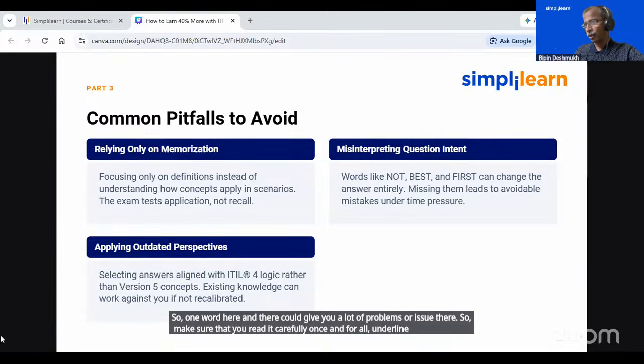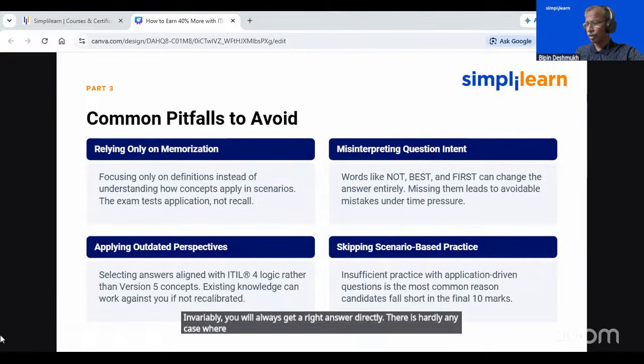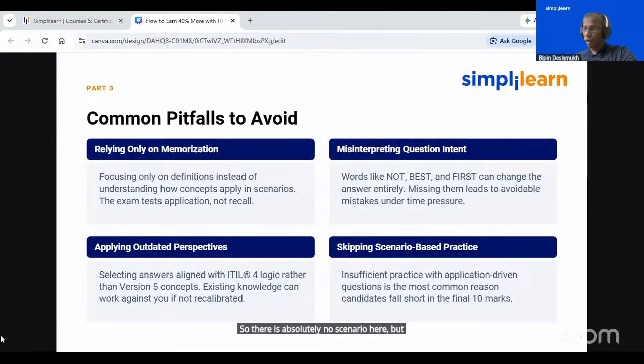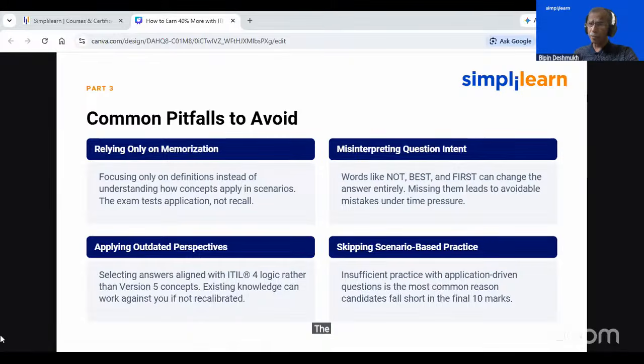Underline the keyword. Once the keyword is underlined, find that exact keyword in the question stem or the options available, and then use the elimination method. Invariably, you will get the right answer directly. There is hardly any case where two answers are right, except for the multiple choice questions. Otherwise, there is absolutely no such scenario. When we underline a keyword, we'll understand the syllabus area, and that's very important. Understanding the syllabus area is absolutely critical.